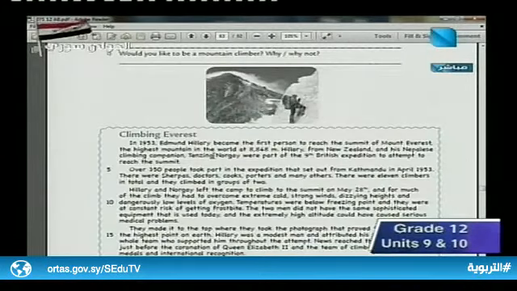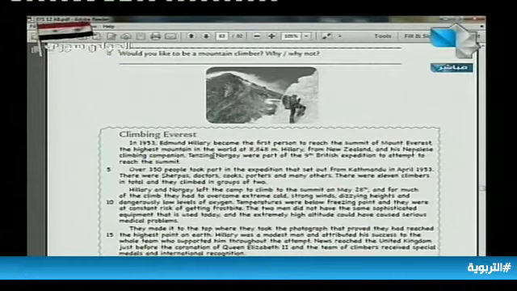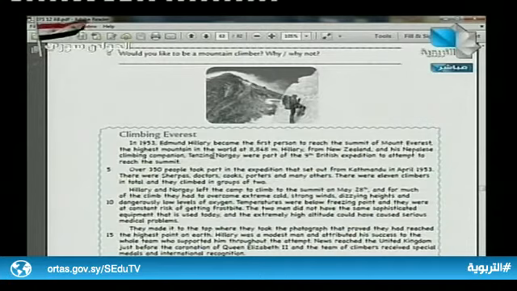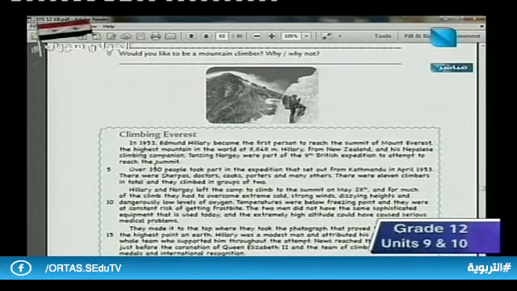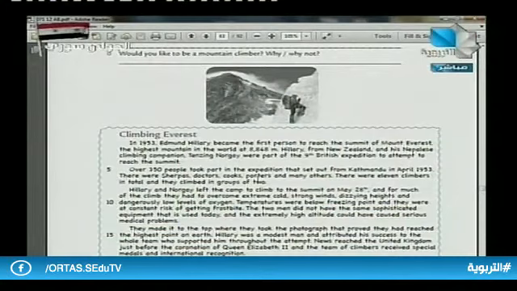There were attempts before, but he was not alone. No, he had a companion called Tenzing Norgay. Both of them were part of the 9th British expedition to attempt to reach the summit. Now, how many people participated in this expedition? 350 people. There were doctors, Sherpas, who are the people who live in the Himalayas, cooks, porters, and many others.